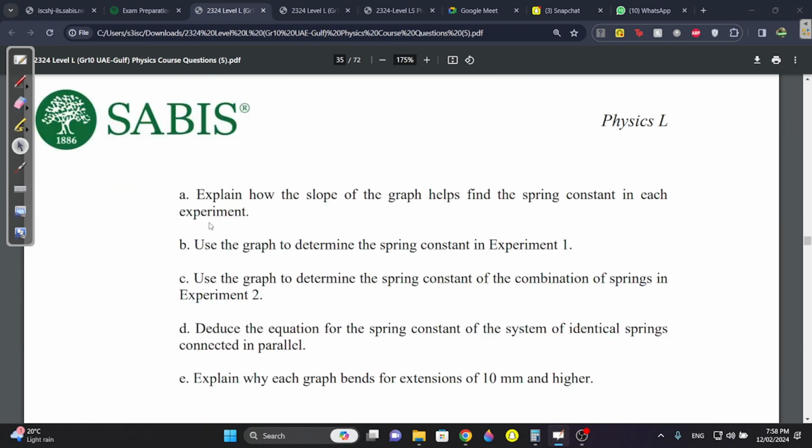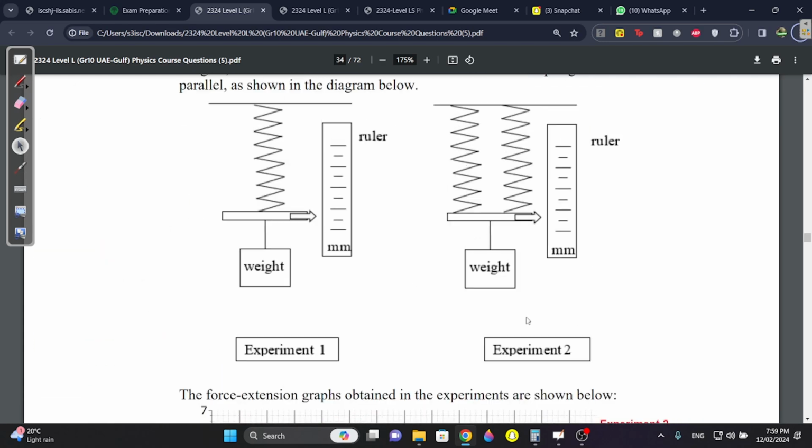Part D: deduce the equation for the spring constant of the system of identical springs connected in parallel. Obviously, they're talking about the ones that are connected, which is experiment 2. What will the total constant be? Obviously, it's going to be the constant K1 plus the constant K2. Since it's one combined spring, the constant will be the sum of both springs.